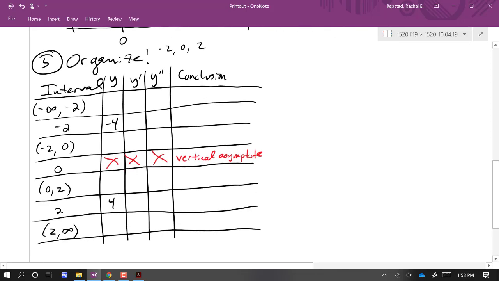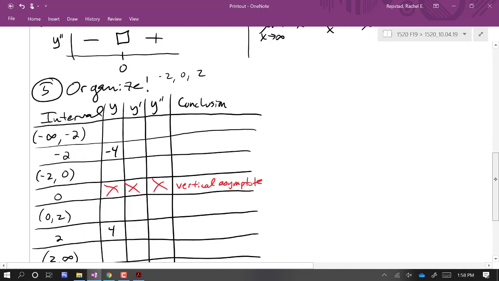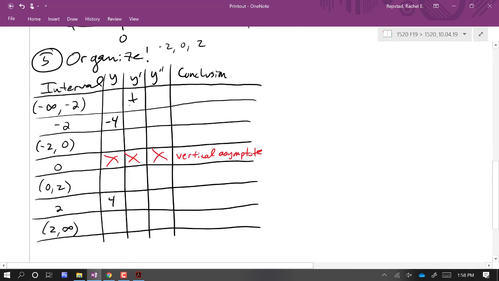So we have 2 points. All of this so far, there's only 2 points, and we know there's no inflection points. We're going to plot 2 points and then use all of our observations to fill in the rest. So the y prime column, we're just going to grab that from the sign chart that we made. So plus, minus, minus, plus, at 0, at 2, and negative 2. For the second derivative, it was negative on the left side of the vertical asymptote, positive on the other side.